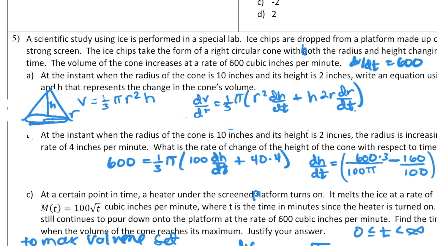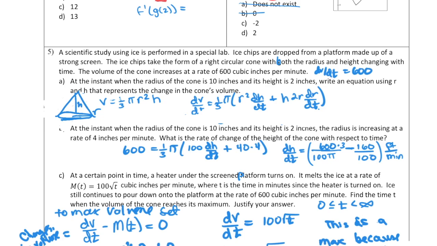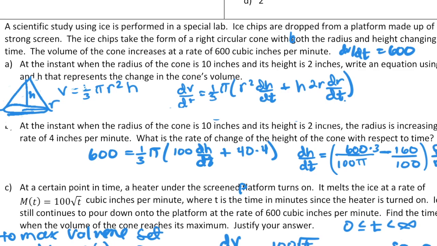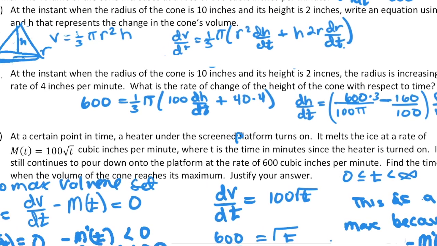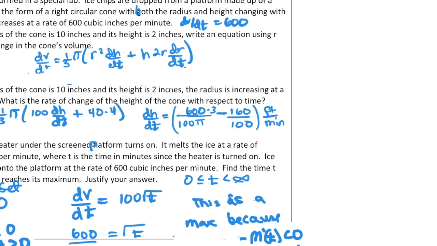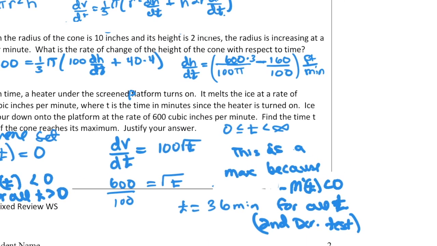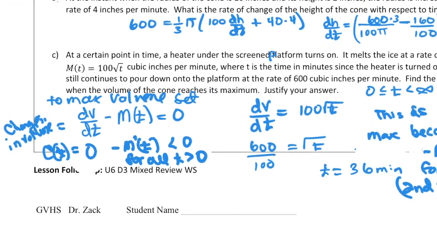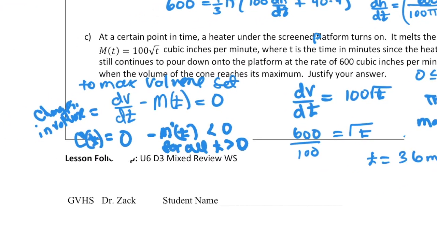All right, question 5. You were given dV/dt is 600. You were asked to write the equation for dV/dt. Then, given specific information, you are to find your dh/dt. Make certain that once you answer a specific question that you have the units. Question C might have been a little bit more challenging.